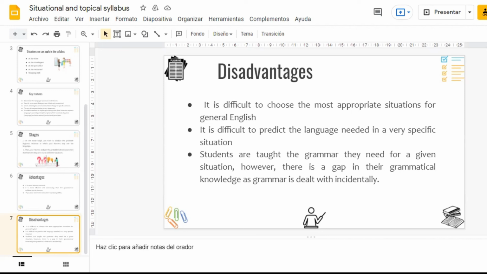And then we have that students are taught the grammar they need for a given situation. However, there is a gap in their grammatical knowledge, as the grammar is not the focus, and it is dealt with incidentally.